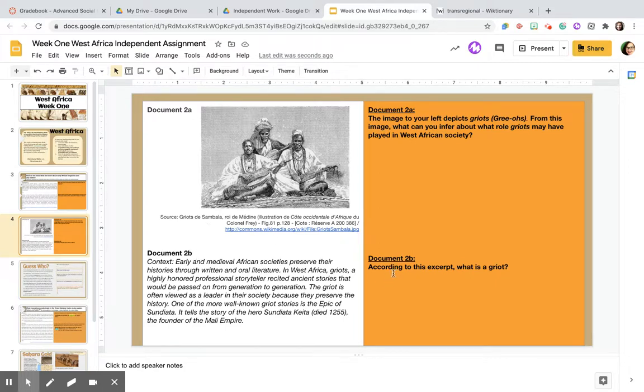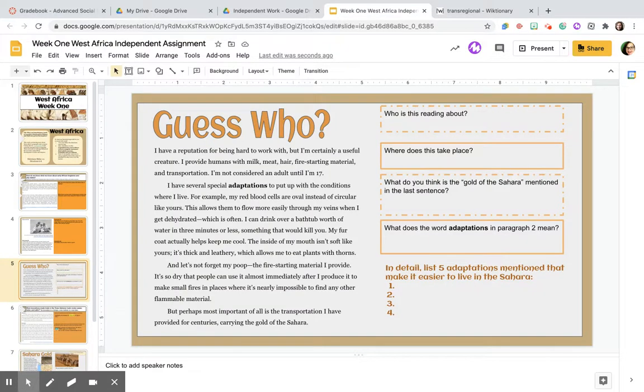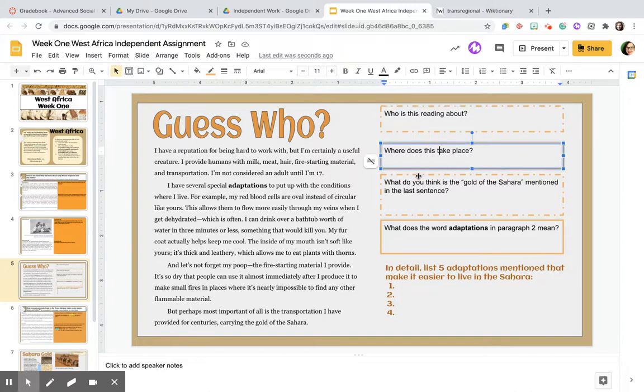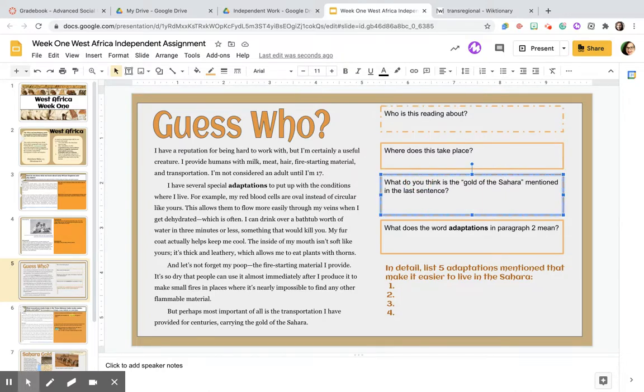So now you're going to identify what a griot is based on this information. Now this is guess who, and hopefully you've been paying attention in class. You're going to read this passage and tell me who the reading is about. Where does this take place? And what do you think the gold of the Sahara mentioned is? So it's not necessarily talking about gold. It's using that figurative language, like, oh, this is a gold mine. Like this is awesome, this is the best. So what are they referring to as the gold of the Sahara?